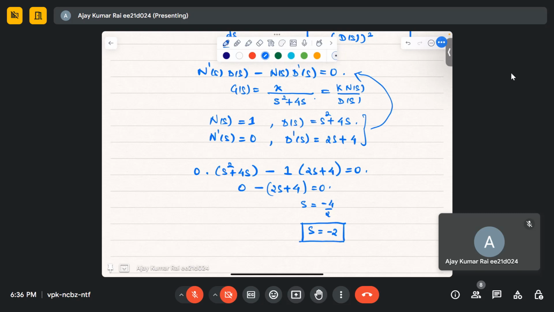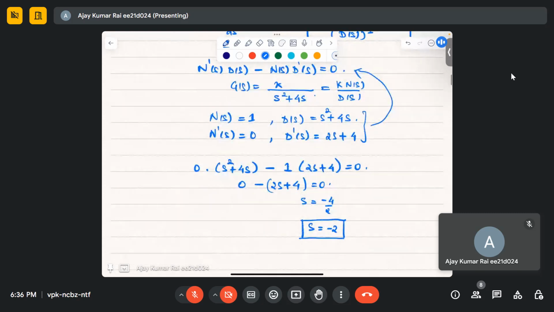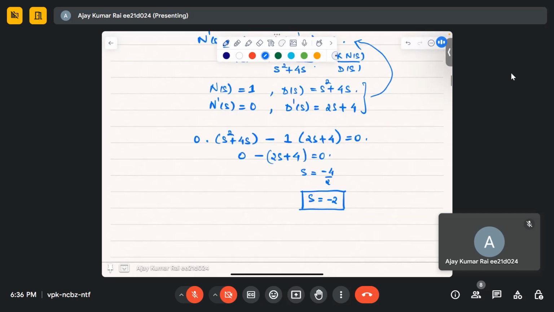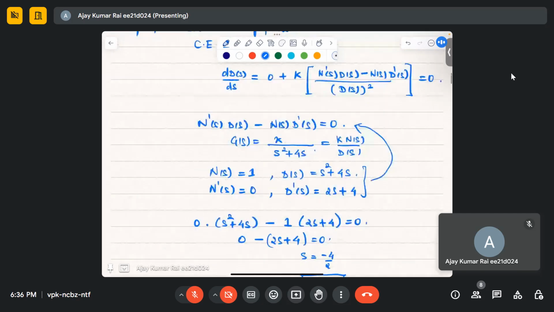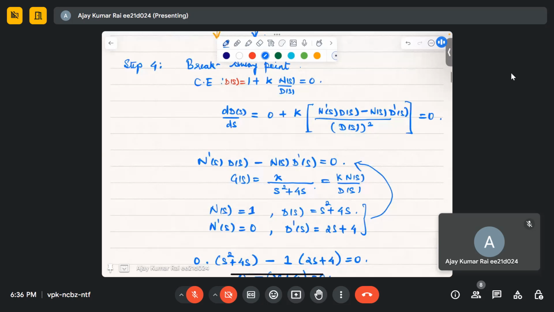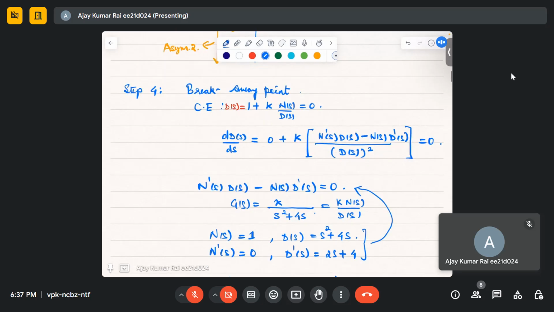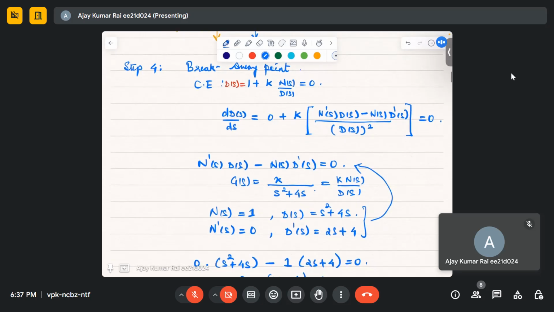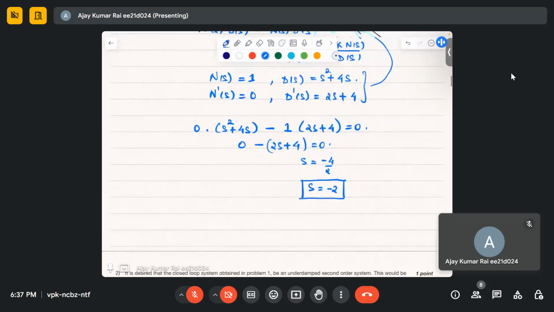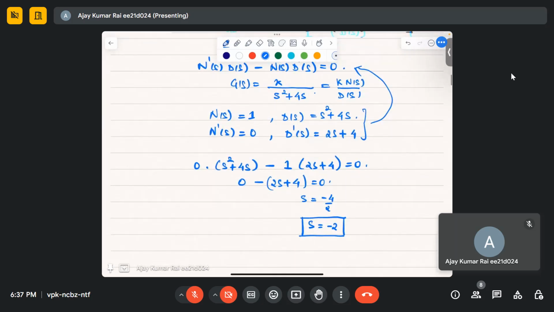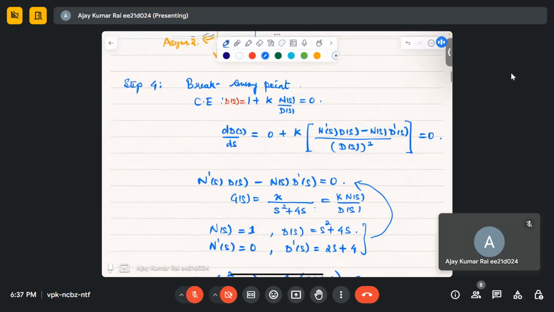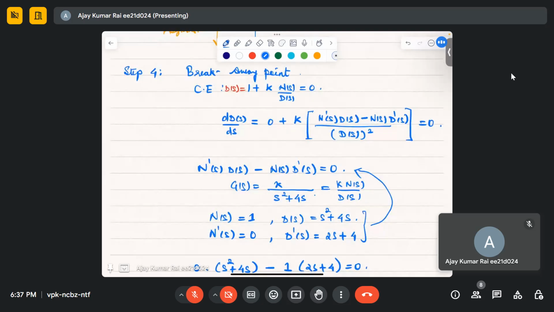So we have to check. This is on the real axis, s equal to minus 2. We have to check the value of k. If k happens to be positive, then we are sure this point s equal to minus 2 is the breakaway point. So how to check that? Just put s equal to minus 2 in this equation, 1 plus k into N(s) by D(s).